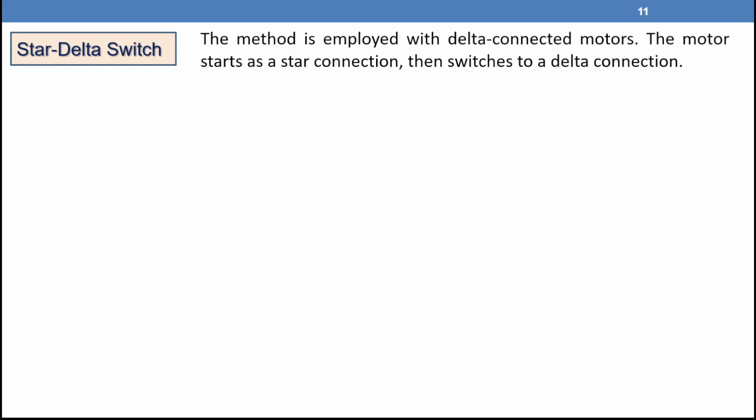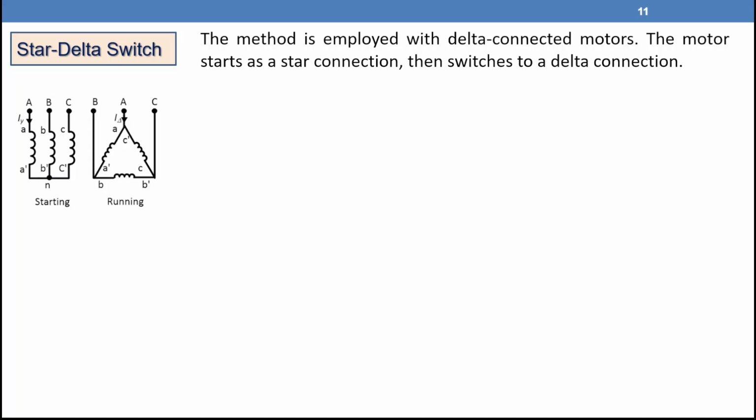So in this case, we are going to start our motor as a star connection, and then we are going to switch to the delta connection. So why that one? We know from the three-phase system that phase voltage equals line voltage in delta connection. If we start the motor by star connection, this voltage will be divided by √3 as a phase value.